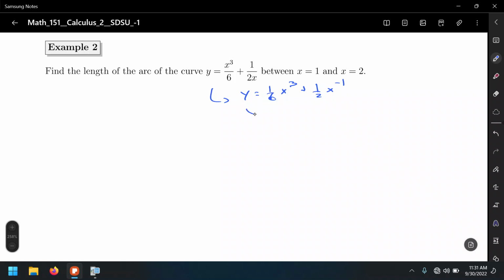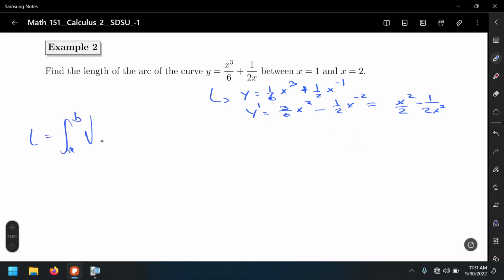So let's go ahead and do that. y prime is 3 over 6 x squared minus, because the next exponent is negative, 1/2 x to the negative 2. 3 over 6 reduces to 1/2, and that's x squared over 2 minus 1 over 2x squared. Actually, I'm going to write this as x squared over 2 instead of a half for a big reason. Alright, let's find the arc length.